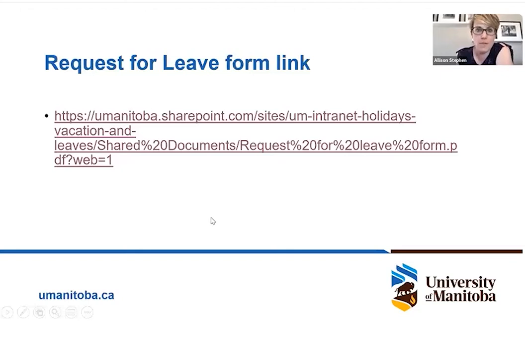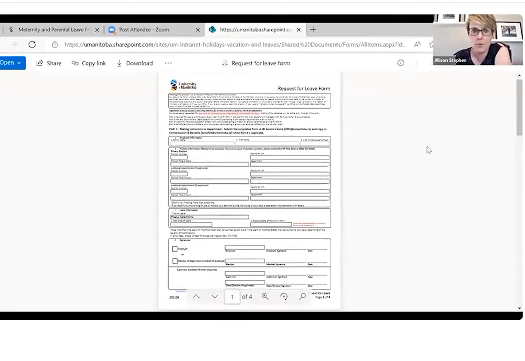So I have a link to the form, and I have to quickly stop sharing, or maybe I can just reshare. New share, I'm going to do that. So the form is available on SharePoint. Hopefully everybody can see that. Melissa, maybe message me if you can't. The leave form is, pardon me? It's good. Okay, good.